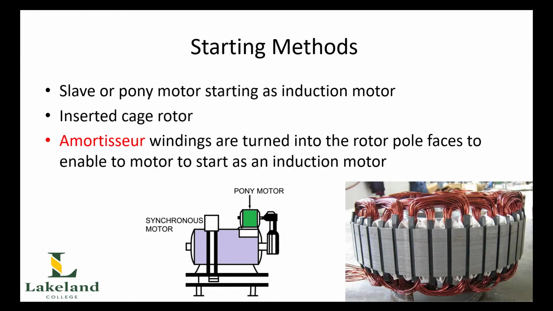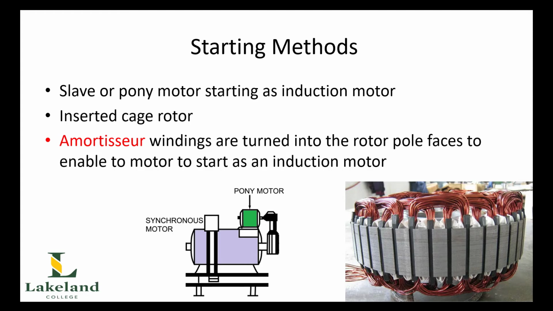Okay, so let's talk about that starting method idea then. We mentioned earlier that the synchronous motor cannot start up at synchronous speed. In other words, it can't start up already magnetically locked. So it has to have some other method to be started up before we turn on the DC supply to the rotor and it then pulls into synchronism, or magnetically locks. Now there are a few options as to how this can be done.